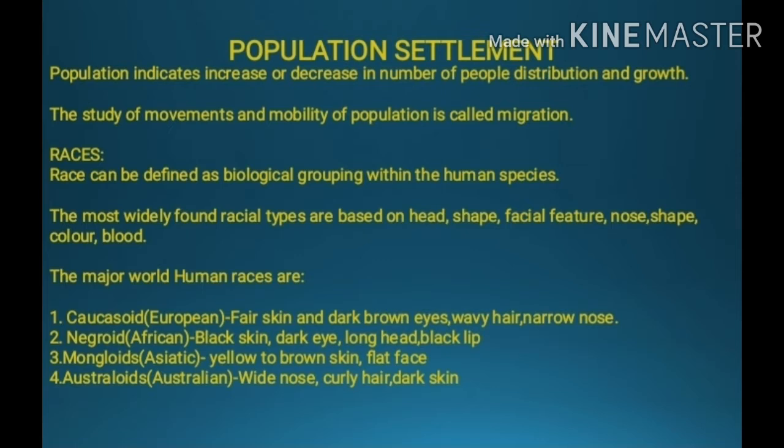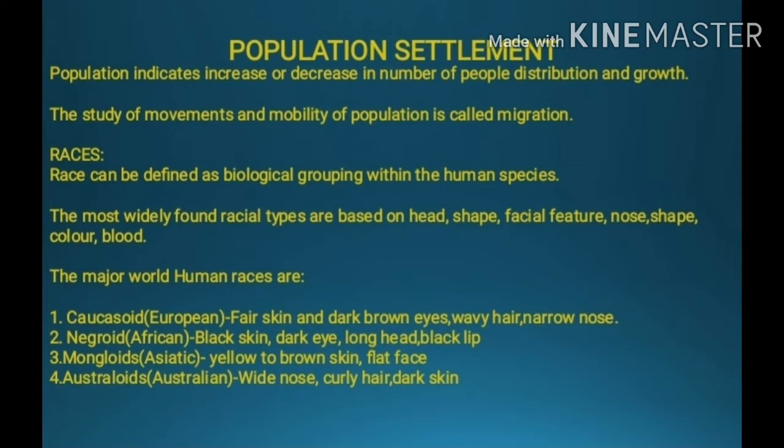Races. So what is race? Race can be defined as biological grouping within the human species.